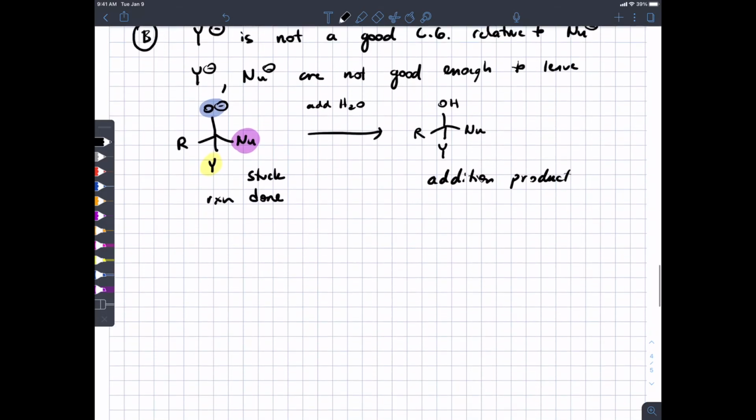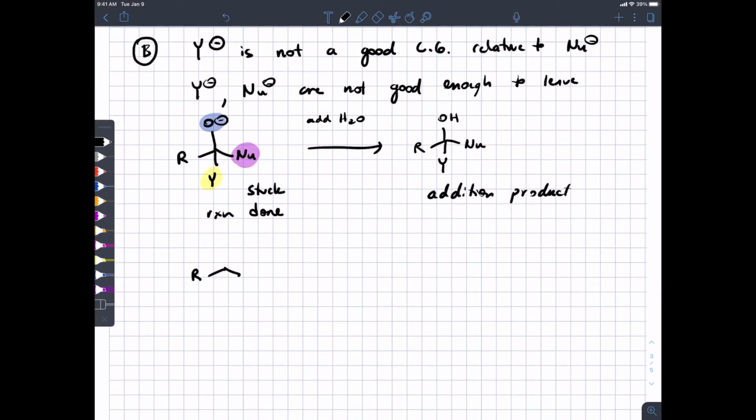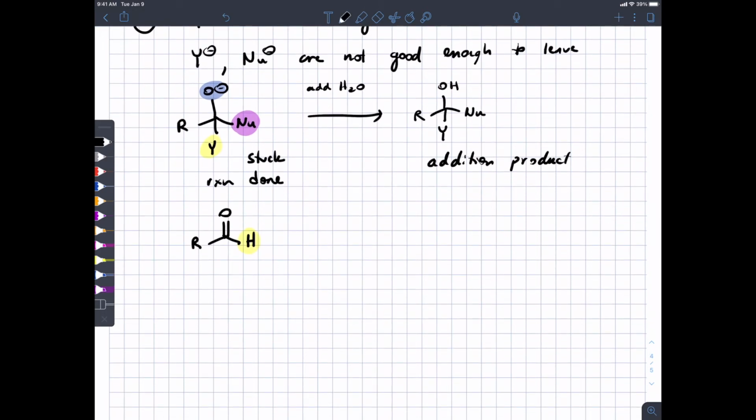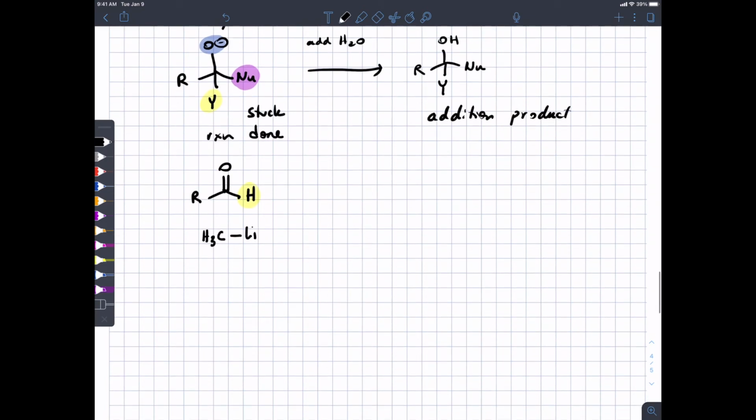Let's do an example of that. Suppose our Y group is a hydrogen. Suppose we have an aldehyde, okay? And suppose we attack that aldehyde with what you will learn later on is an organolithium reagent. This organolithium reagent looks like it has a covalent bond between carbon and lithium, and in fact it does, but you can think of it as though it were just the negatively charged carbon. It's way more complicated than that, but in general it reacts like that, so we'll pretend it's that.